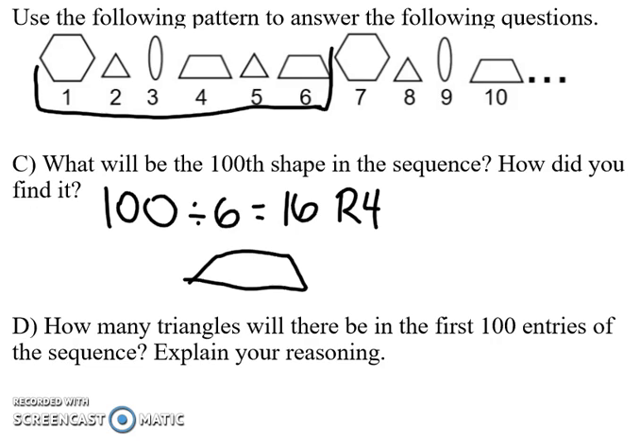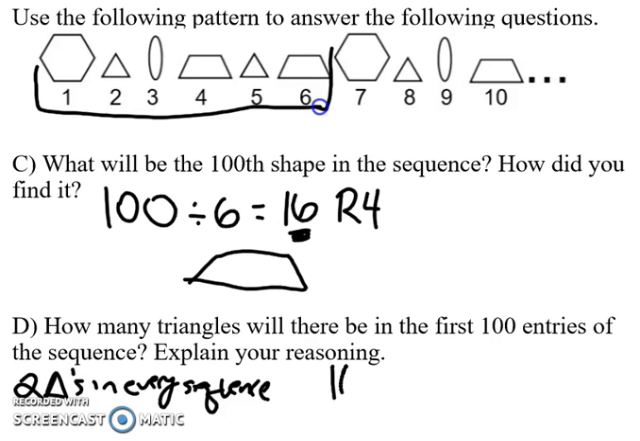Last thing asked me then about, well, how about if I want to know how many triangles are in the first 100 entries? So what I have to think about with this problem is, first, there are 2 triangles in every sequence. If I think about those 6 shapes as a sequence, to go to 100, I'm going to do it 16 times. So I'm going to go 16 sequences, and I have 2 triangles. There's 32 triangles to start off with just in the sequences.